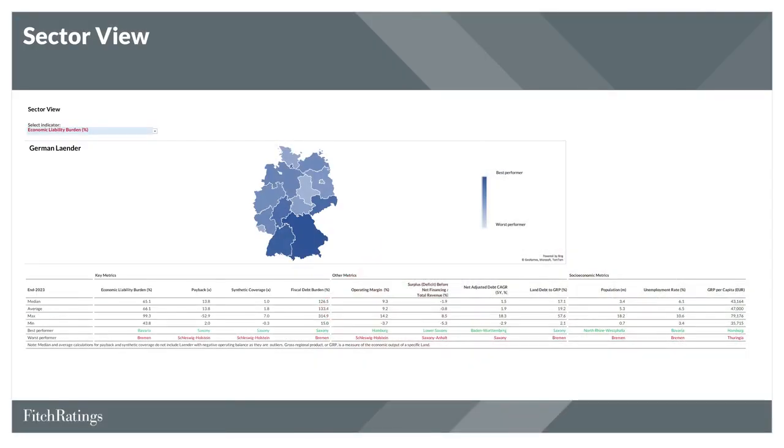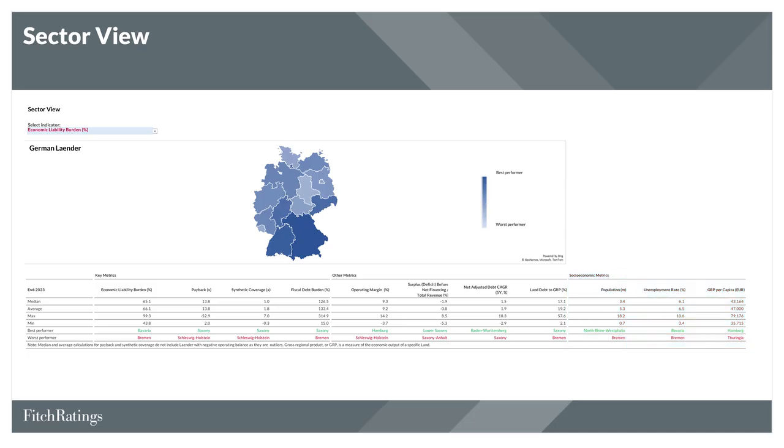It includes a sector view, which shows a map with all the 16 German lender and the core ratios according to our criteria, which is shown as key metrics. Also included are other metrics that belong to financial performance. And finally, socioeconomic metrics like population or GDP per capita.